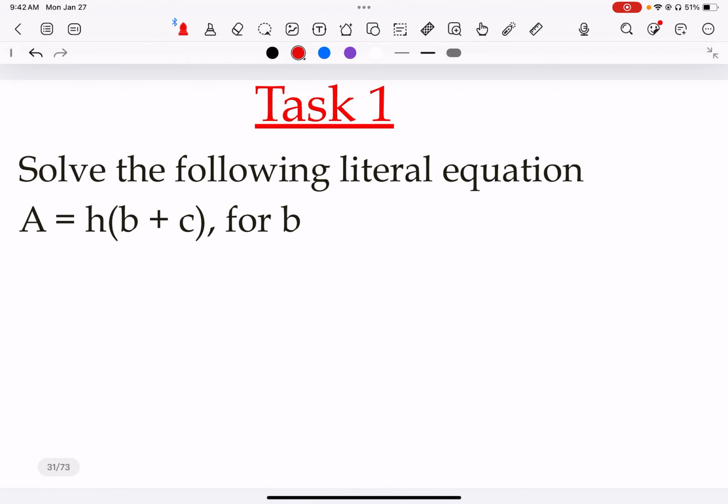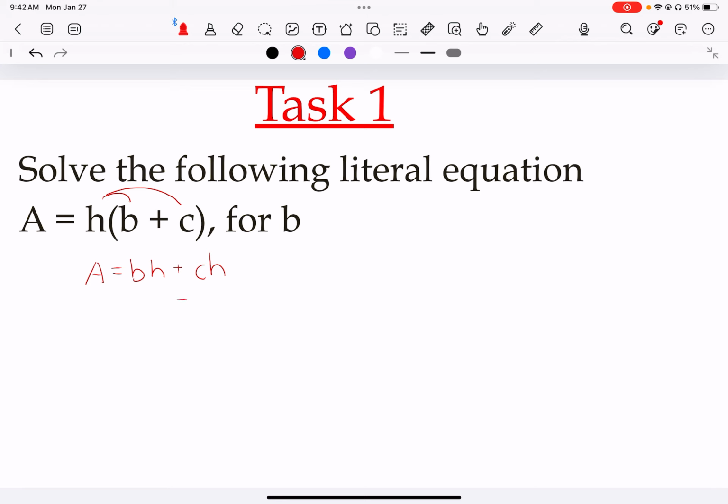Solve this equation for b. Now I notice this is all variables, but again, since a variable is a number, I can do the same steps as if they were numbers. So I'm going to start by distributing the h. So I'm left with a equals bh plus ch.